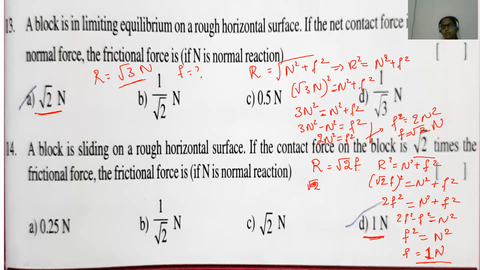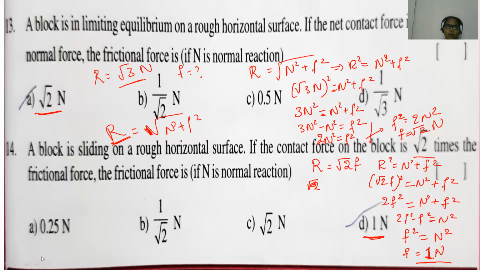See, for this problem and the previous problem, you only need to remember the formula that R is equal to root of N square plus F square. The remaining terms, the resultant reaction force R, they will give in terms of F. Substituting and simplifying is all algebra. Only the formula you need to remember here. Okay, I hope only 14 questions based on the contact force are given.